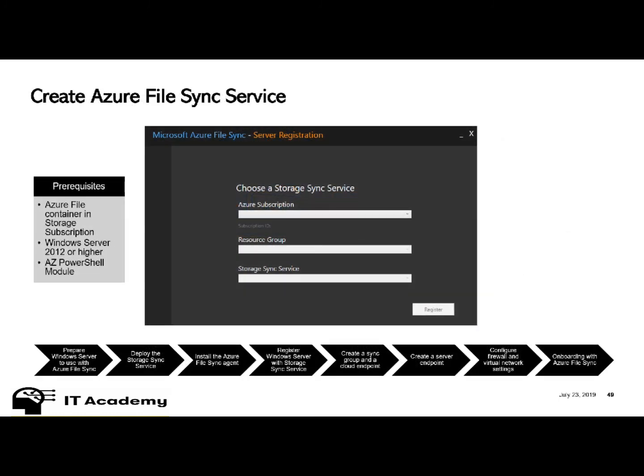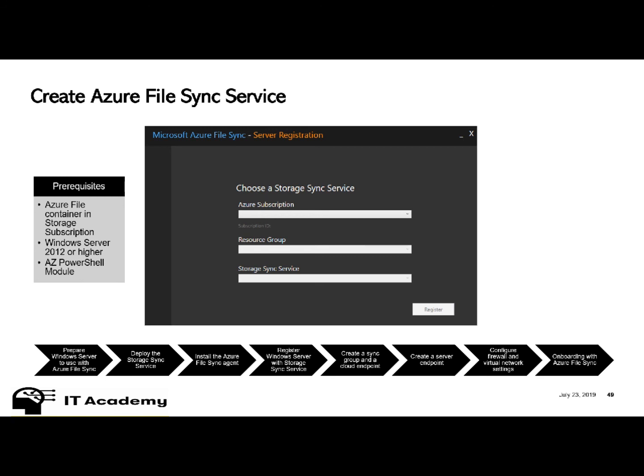When we come to configure a Windows server to run the Azure File Sync service, we have a little bit of work to do. There are some prerequisites that have to be met. First of all, we need to have already created the Azure file container in our storage subscription. Then, we need to make sure our file server is running at least Windows Server 2012 or higher. The Azure PowerShell modules need to be installed on that server.